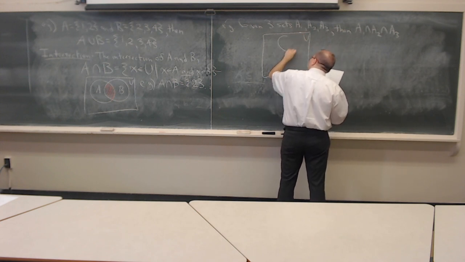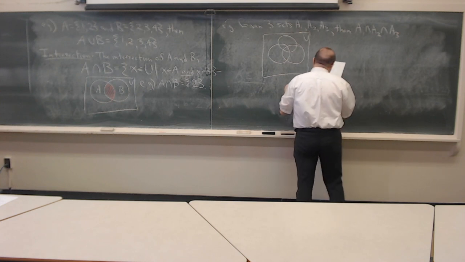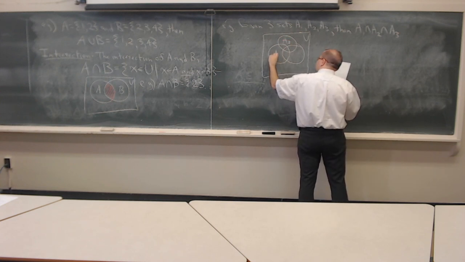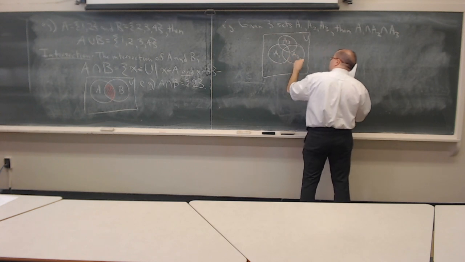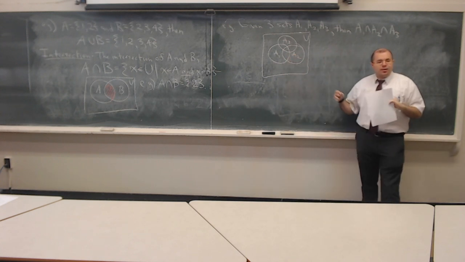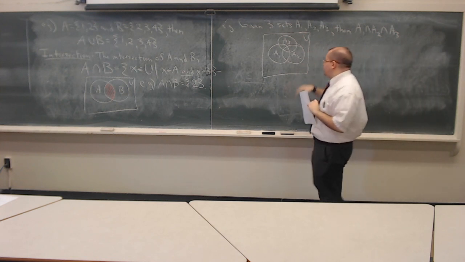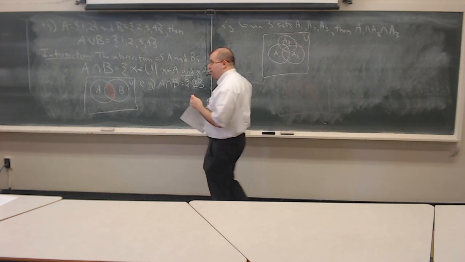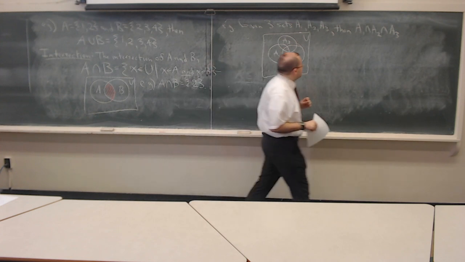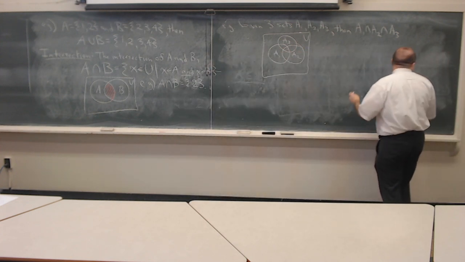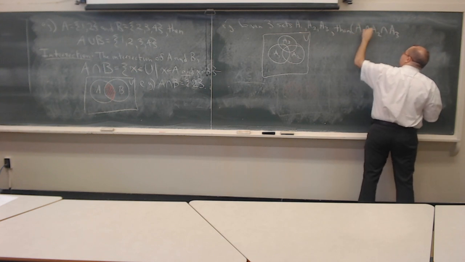Say if they look like this, where this one is A sub 3, this one is A sub 1, and this one is A sub 2. Notice that when I have three sets, they might overlap like this. So if I have all of them, I have to look for the elements that are in all three that are common.